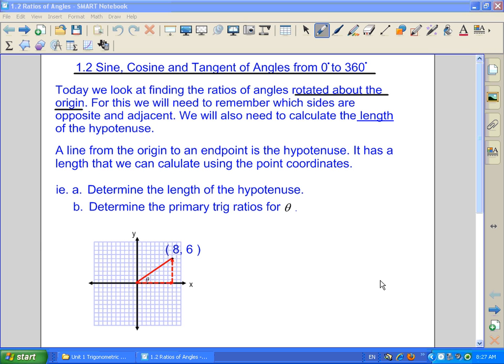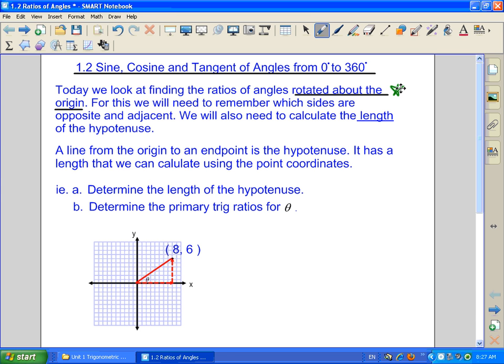Okay, class, welcome to lesson 1.2, ratios of angles. So we're taking a look at our trigonometric ratios, sine, cosine, and tangent, and we're going to be rotating them about 360 degrees. So today we will be looking at finding the ratios of angles rotated about the origin, kind of like what we introduced yesterday, but we're going to take it a step further.